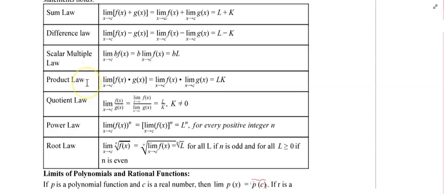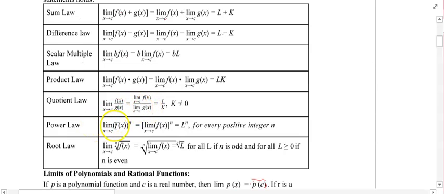Product law. The limit as x approaches c of f of x times g of x is equal to the limit as x approaches c of f of x times the limit as x approaches c of g of x. Quotient law. The limit as x approaches c of f of x over g of x is equal to the limit as x approaches c of f of x over the limit as x approaches c of g of x, provided the denominator is not equal to 0.